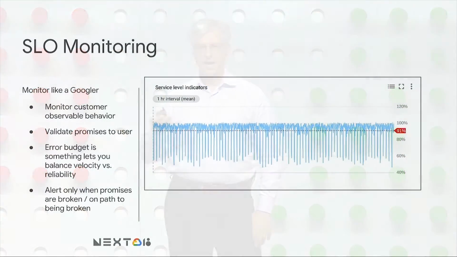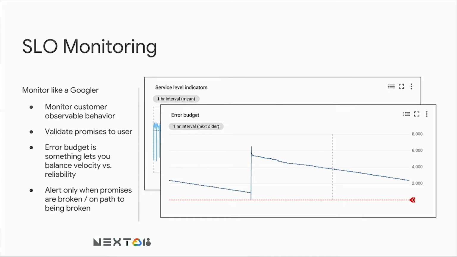Now you notice, I didn't say 100%, right? If I wanted 100% reliability, we'd never release anything. So when you take 100% minus the target, that's your error budget. Your error budget says, how much slack do I have this period? So if your error budget is really super high, you're not spending it.